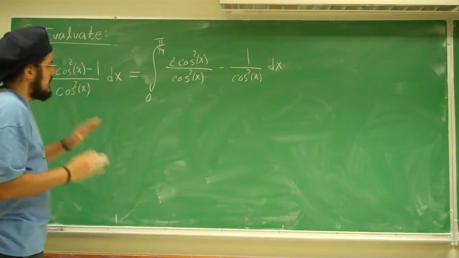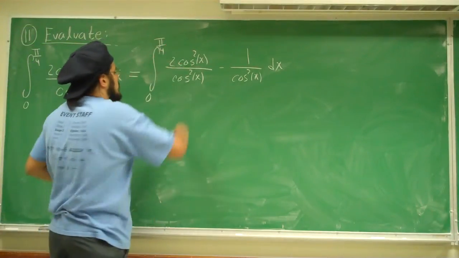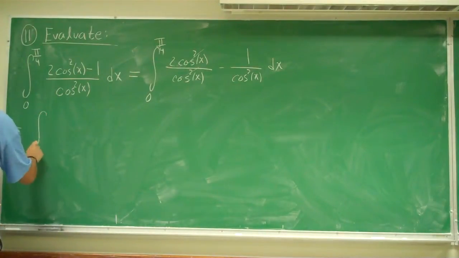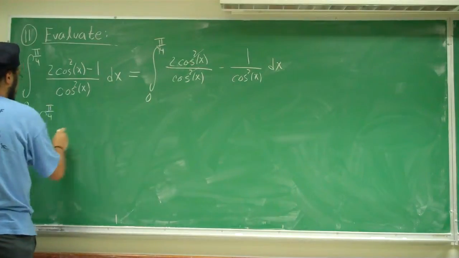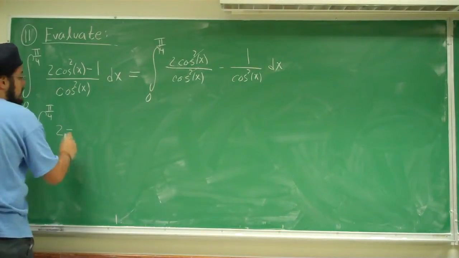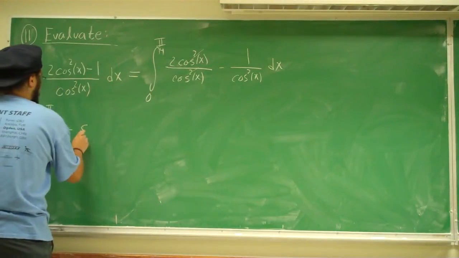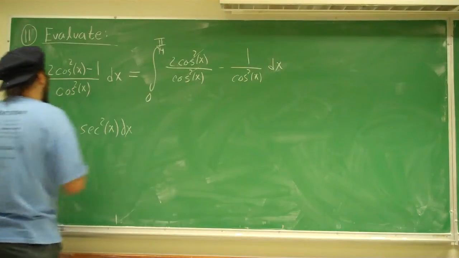Okay, so by doing this, it helps us out a lot. Cosine squared divided by cosine squared, you can go ahead and cancel those out. So we're left with the integral from 0 to pi over 4 of 2 minus 1 divided by cosine squared, which is secant squared. So minus secant squared of x dx.